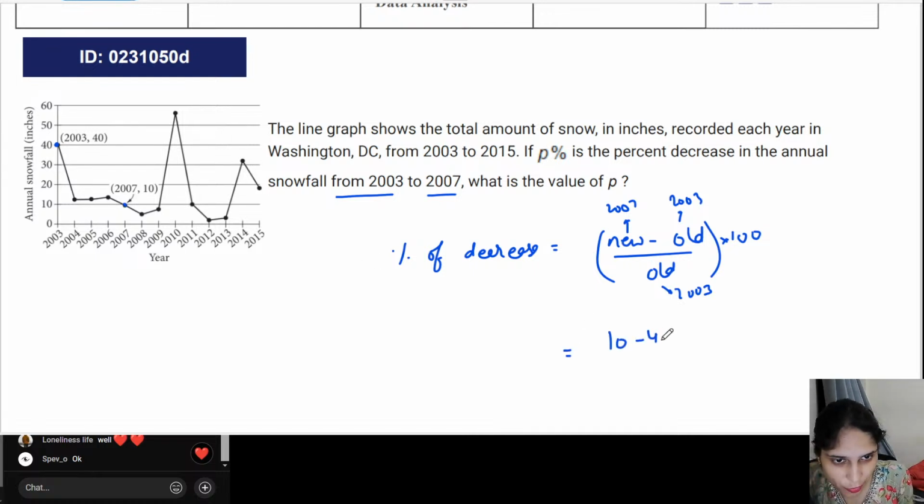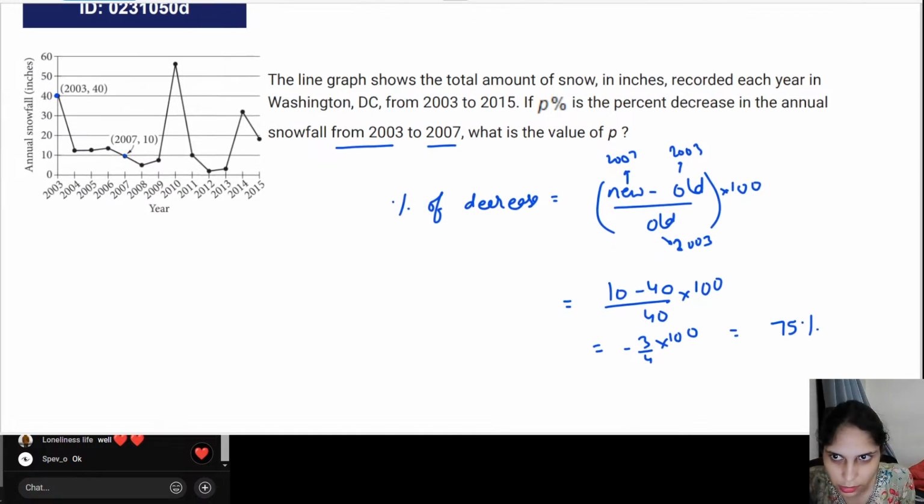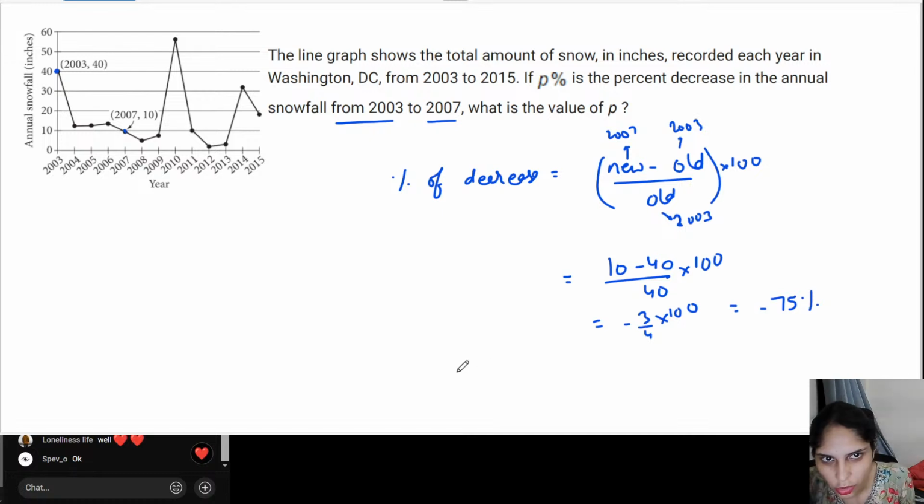So 10 minus 40 over 40 times 100. You don't have to write the smaller value, you have to write the from value. Remember that. So 3/4 times 100, that's 75%. So the value of P is 75.